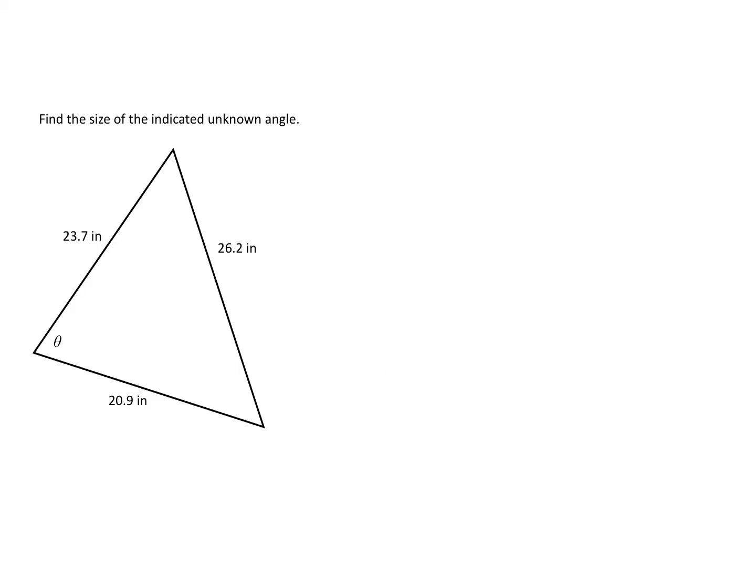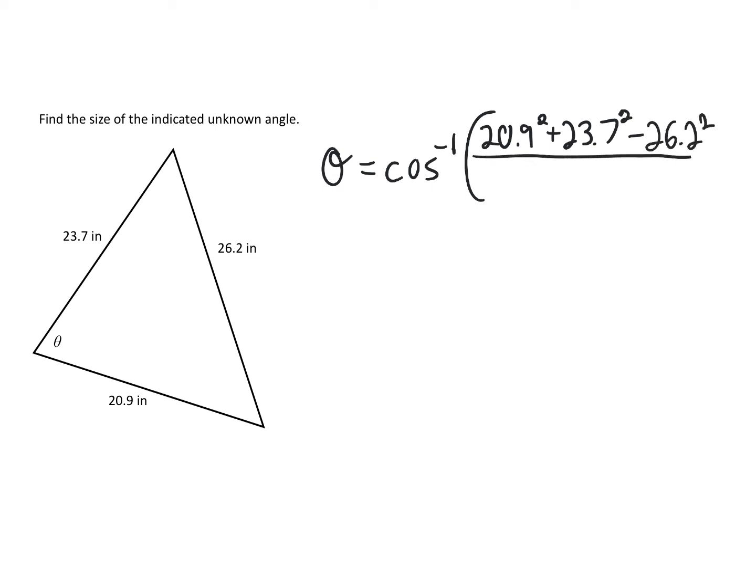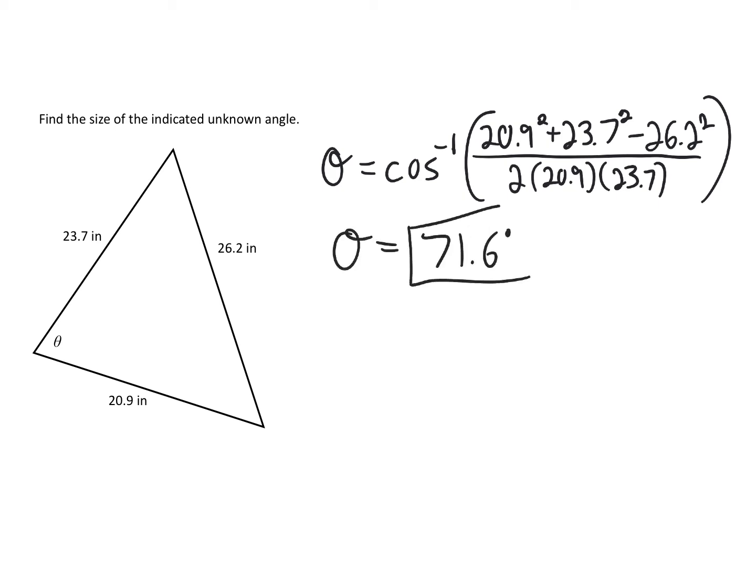Here's another example, and this time we're looking for the angle. We are going to use the cosine law. Now, whether you use the cosine law as a squared equals b squared plus c squared minus 2bc cos a, or the rearranged form of it, we will get theta of 71.6 degrees.